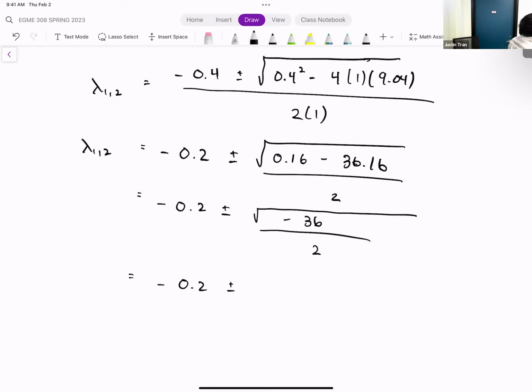And so we take the square root of minus 36. First thing we're going to do is factor out the minus 1. And so we take out the square root of minus 1, we get i. With that factored out, then we just take the square root of 36. Square root of 36 is just 6, all divided by 2. That means our roots, number 1, number 2, are minus 0.2 plus or minus 3i.